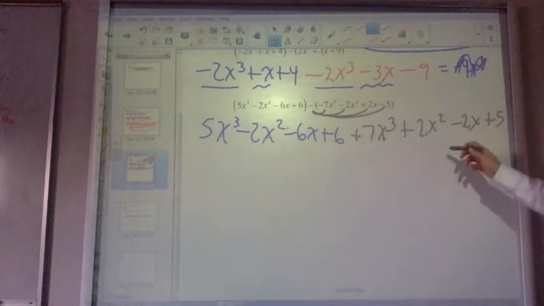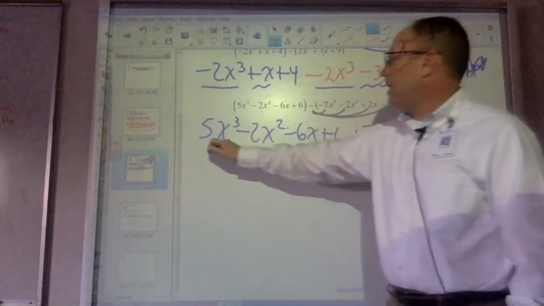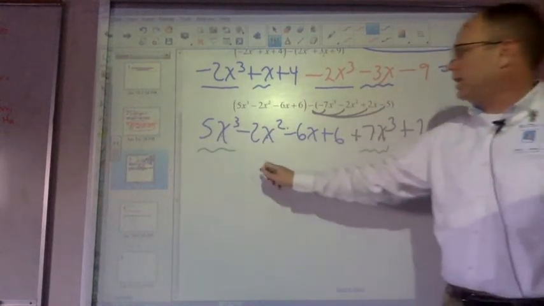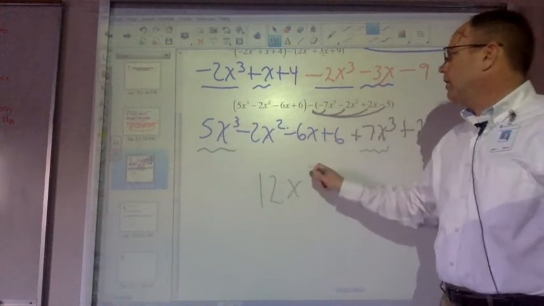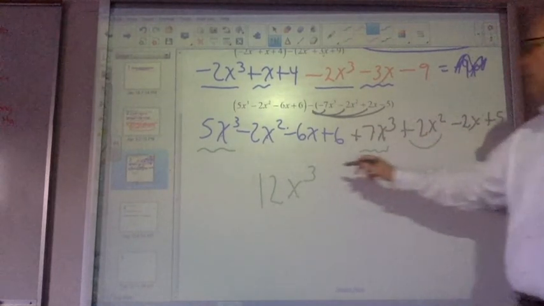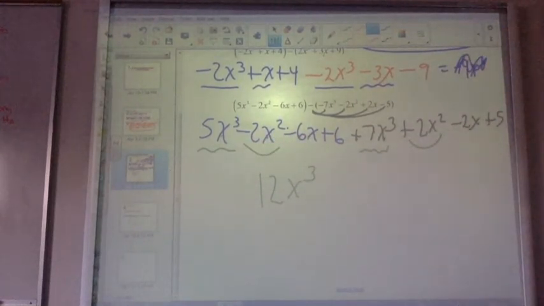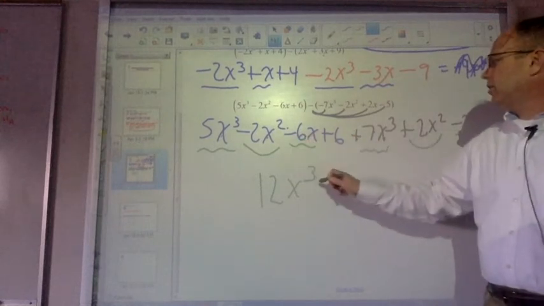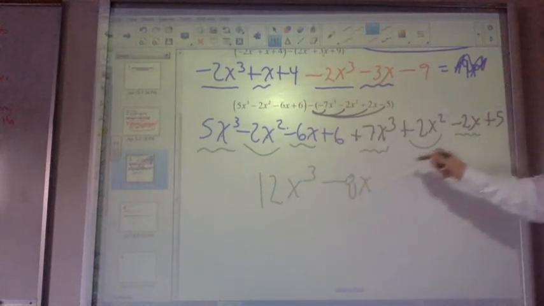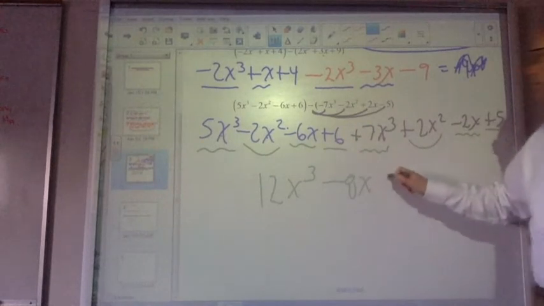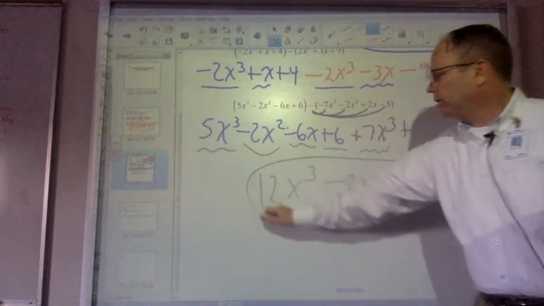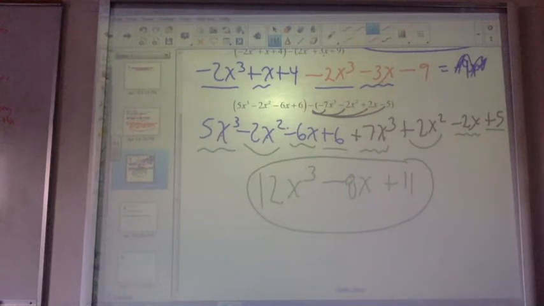All right, so let's see. Looks like the third power is my highest. So 5x to the third and 7x to the third combined together give me 12x to the third. And then this and this. What do those do? They cancel out. I don't have to write anything. I don't have to put 0x squared. And then I have this one and that. So that gives me negative 8x. And then positive 5, so plus 11. So this is a 3rd degree trinomial because there's 3 different terms. My leading coefficient is 12.